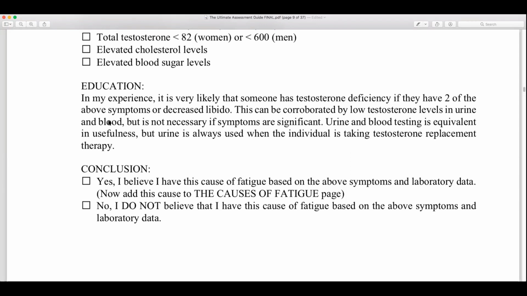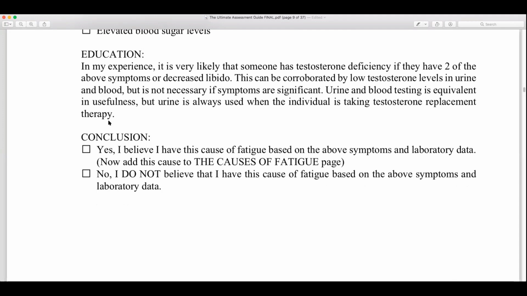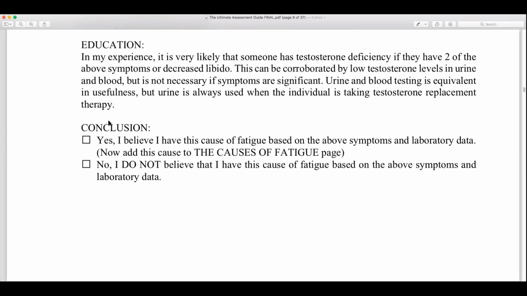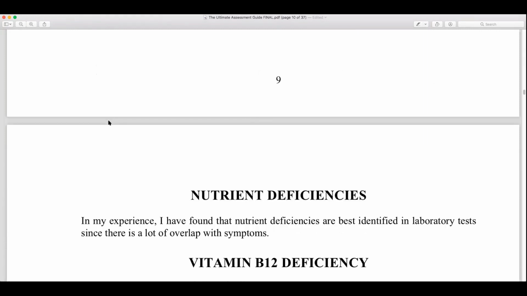This can be corroborated by low testosterone levels in urine and blood, but not necessary if symptoms are significant. Urine and blood testing is equivalent in usefulness, but urine is always used when the individual is taking testosterone replacement therapy. And then once again, the conclusion, make your determination and add it to page 2 if it is a yes.